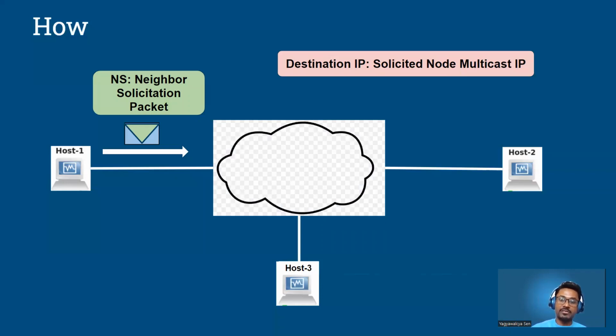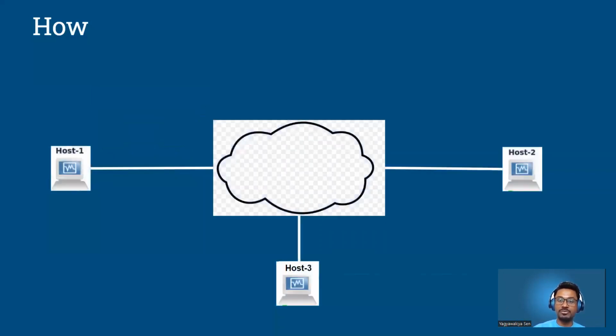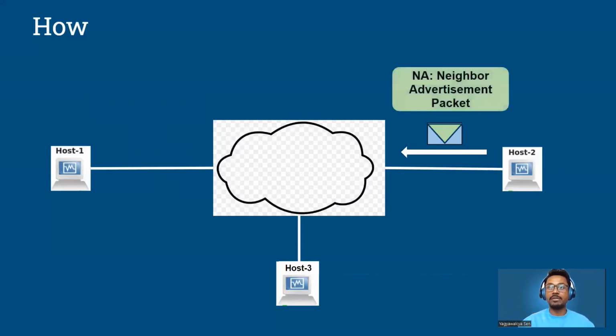So after that, what would happen is all the hosts which have subscribed to those solicited node multicast IPv6 would receive, and they would open up the packet, and they would see what is the target IP in the neighbor solicitation packet. And only among all those hosts, only the host whose IPv6 matches the target IPv6 address in the neighbor solicitation packet is going to respond with the packet called neighbor advertisement packet. Now this would be a unicast back to host 1, the host which had sent the neighbor solicitation. This way, host 1 would get to know about the MAC address of host 2.